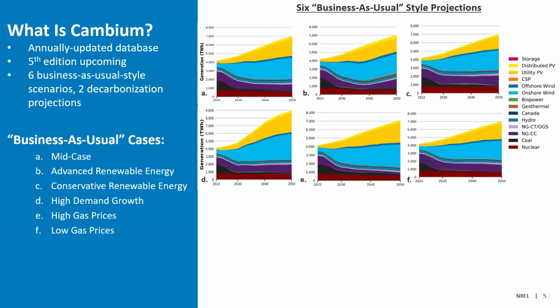Gas sticks around and tends to grow. It certainly grows in capacity. The energy contribution depends on the scenario. Coal tends to decline rapidly over the remainder of the decade. And then nukes tend to stick around with some retirements near the end of the projection. So the high level story across these multiple futures is a fairly robust story. However, the details do matter quite a bit, and there are varying levels of each of these different technologies in these scenarios that we're projecting.